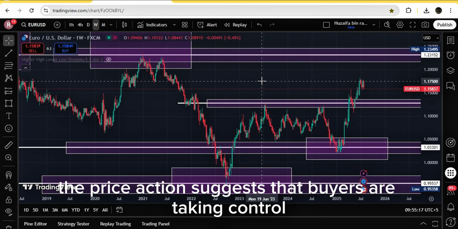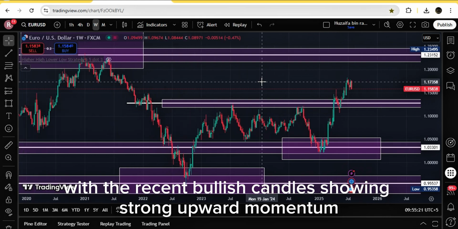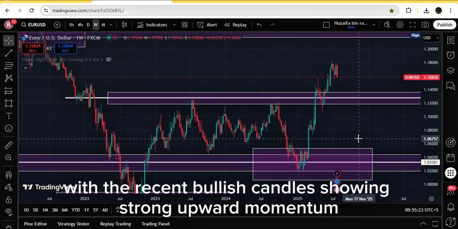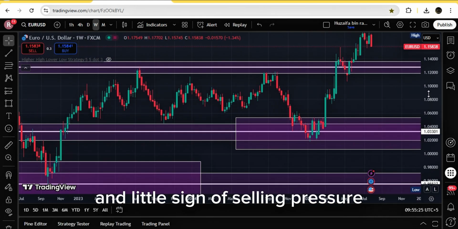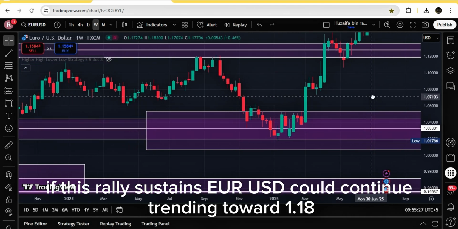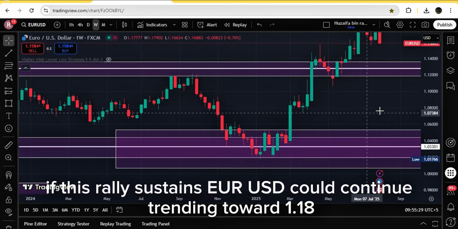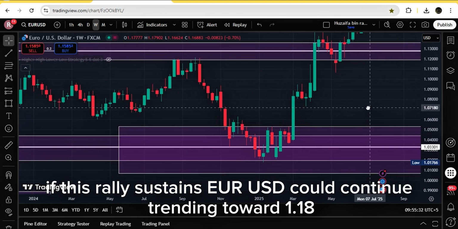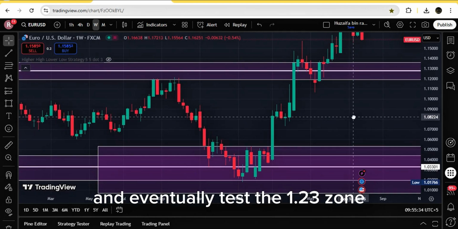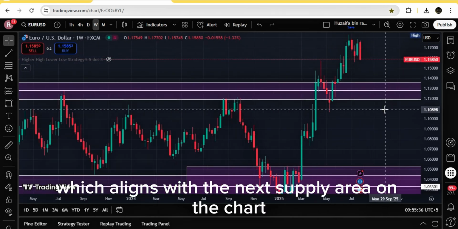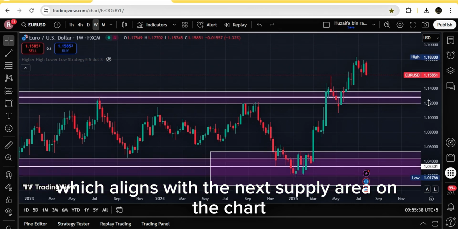The price action suggests that buyers are taking control, with the recent bullish candles showing strong upward momentum and little sign of selling pressure. If this rally sustains, EUR USD could continue trending toward 1.18 and eventually test the 1.23 zone, which aligns with the next supply area on the chart.